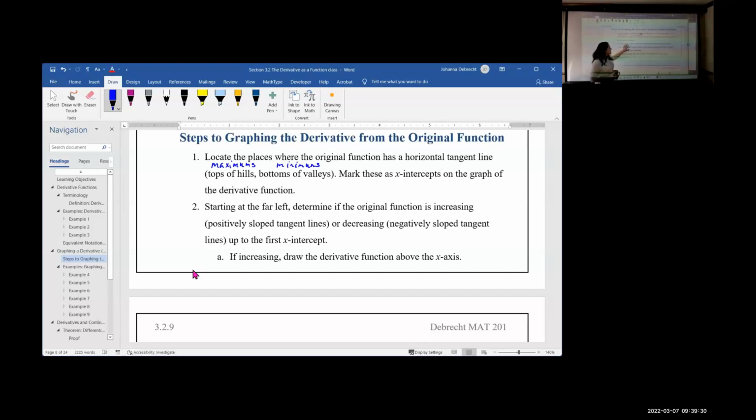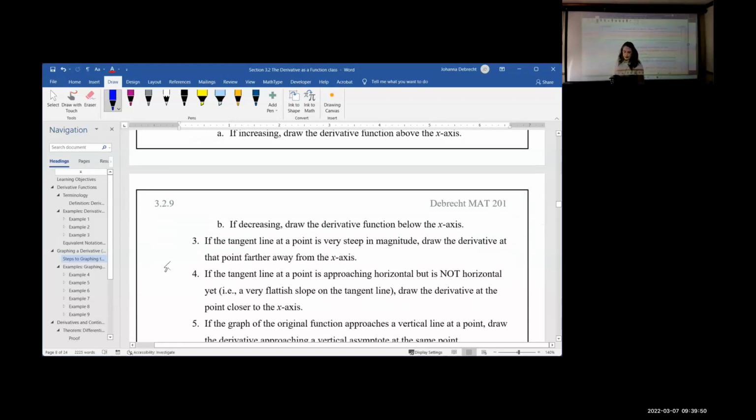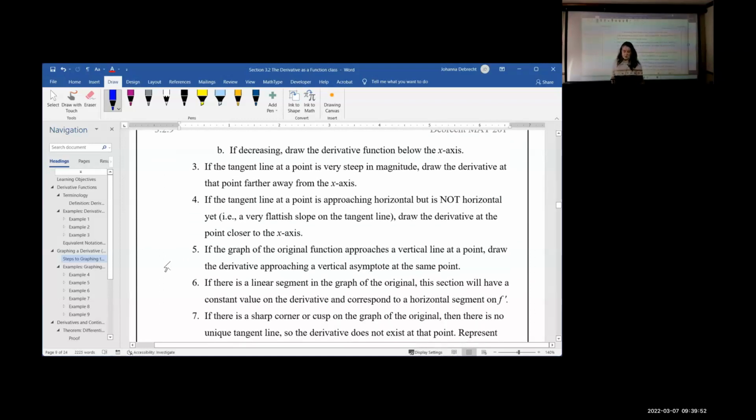Then starting at the far left, determine if the original function is increasing with positively sloped tangent lines or decreasing with negatively sloped tangent lines. If it's increasing, then you'll want to mark the derivative above the x-axis. The values of the derivative will be positive. If it's decreasing, you'll draw the derivative function below the x-axis. The values of the derivative will be negative.